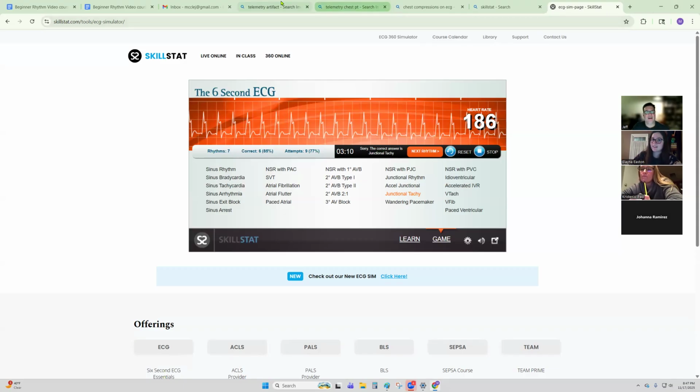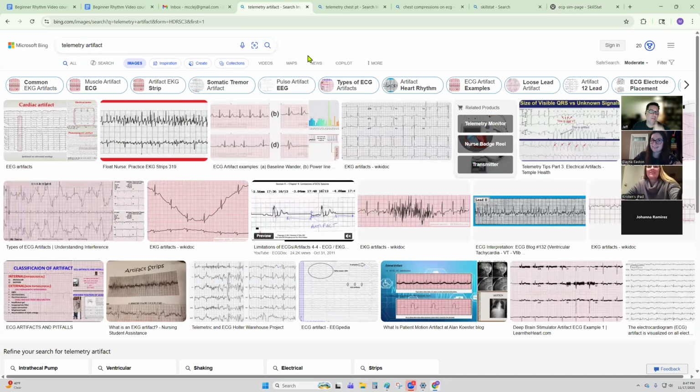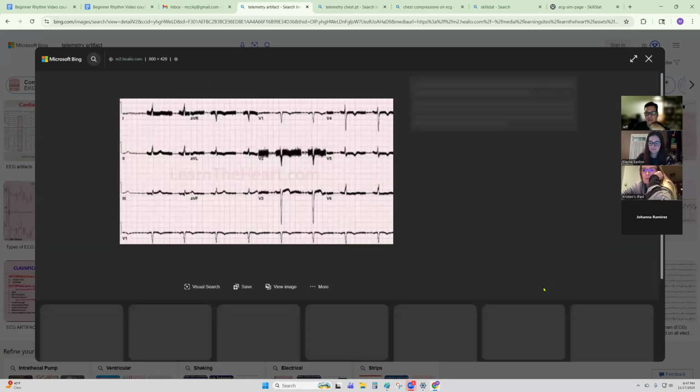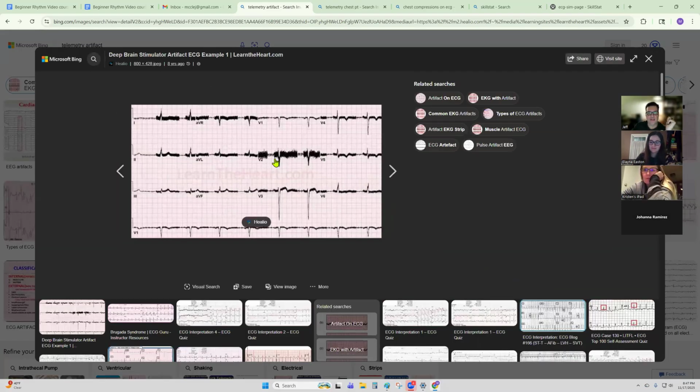Artifact. Artifact sucks, especially for a new person. Yes. So you get a couple different artifacts. You have electrical interference, and it's called the 60-cycle. That's just that fine, blocky stuff. And you'll still be able to see the QRS complex inside, but you'll see this just black.